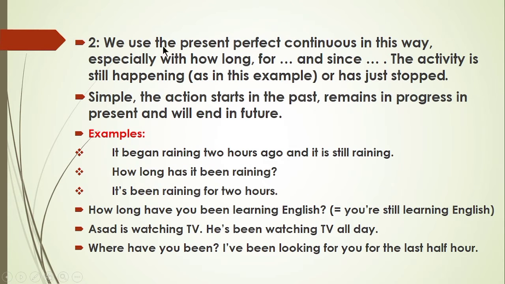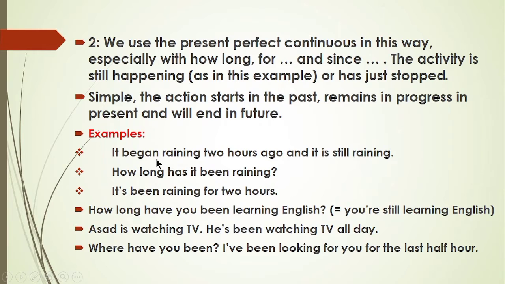Next, we use the present perfect continuous in this way, especially with how long, for, and since, when the activity is still happening, as in this example, or has just stopped. Remember that the action starts in the past, remains in progress in the present, and will end in future. So for such actions, we use present perfect continuous tense.